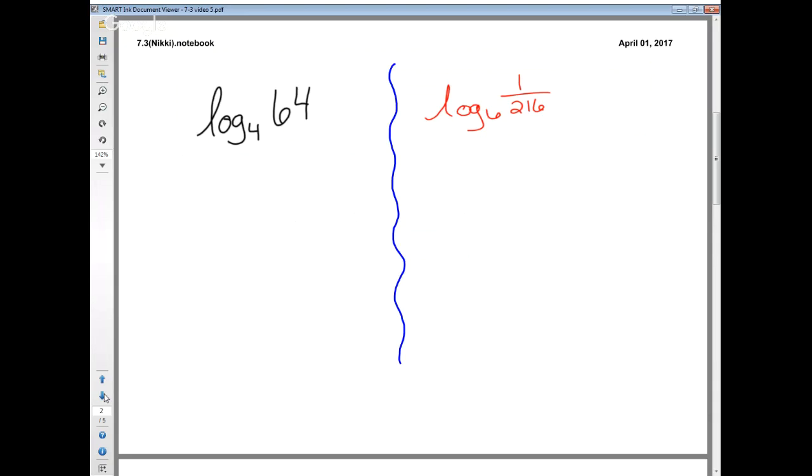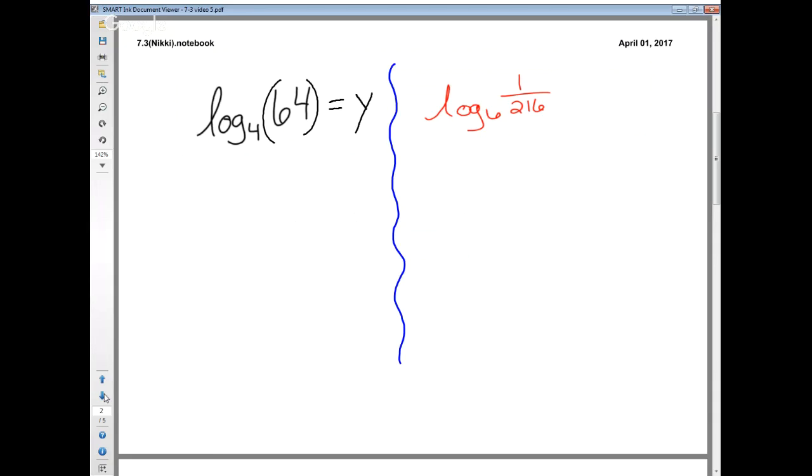So let's say we have these 2 log functions, and we want to ask ourselves, what value do they equal to? So first off, let's look at the one on the left, where we have log base 4 of 64, and we want to find out what that is equal to. So to start off, let's take this log base 4 of 64 and let it equal y.